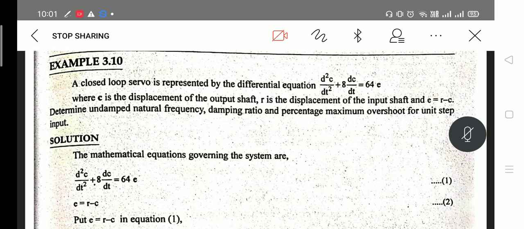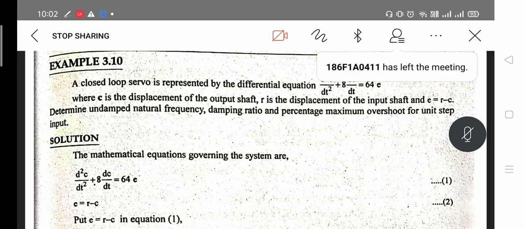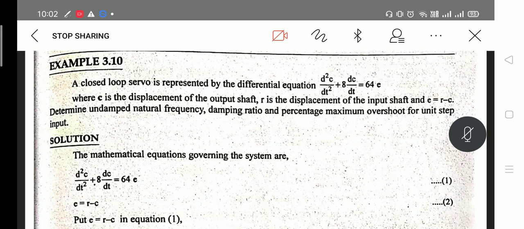Okay. In this last problem, a closed loop servo is represented by the differential equation d square c by dt square plus 8 dc by dt is equal to 64e, where C is the displacement of the output shaft, R is the displacement of the input shaft, and E is equal to R minus C. Determine the undamped natural frequency, damping ratio, and percentage maximum overshoot for unit step input.